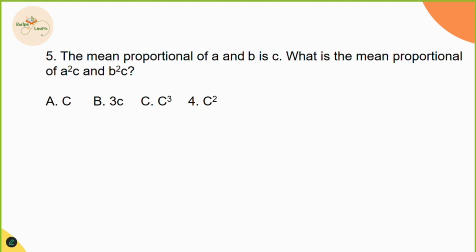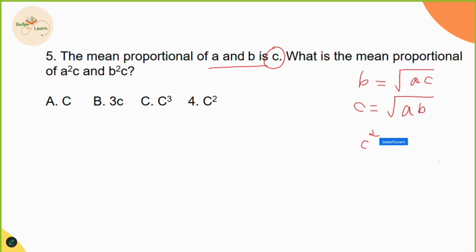And the last question for finding the proportions. The mean proportion of A and B is C. What we generally know is that mean proportion means second proportion. Second proportion is written as B equals root of AC. But what they are saying is that the mean proportion of A and B is C, which means that C equals root of AB. This can be written as C square equals AB.